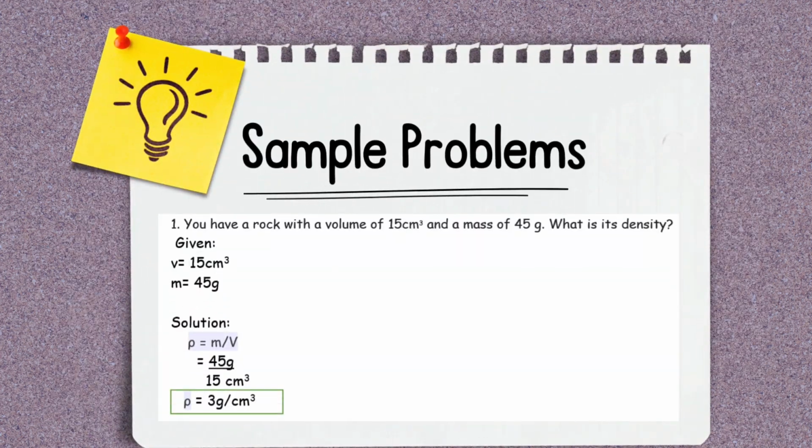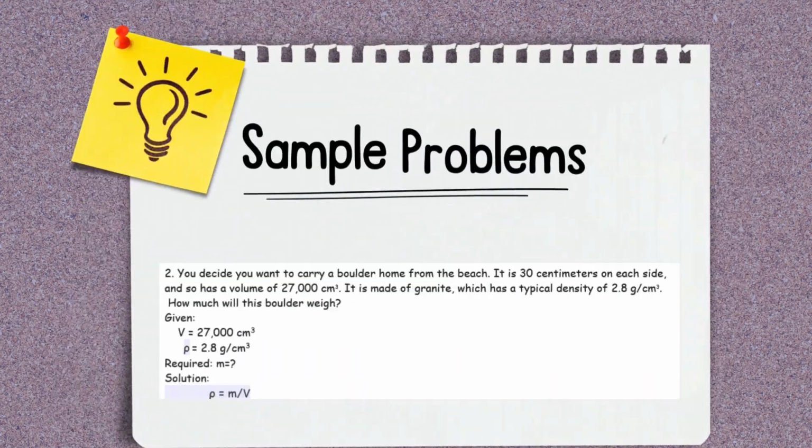So I have here sample problems of density. Number 1, you have a rock with a volume of 15 cm cube and a mass of 45 grams. What is its density? The given are volume, which is 15 cm cube, and mass, which is 45 grams. For the solution, we can use the formula of density, which is P is equal to M over V. Substitute the given and we get the density equal to 3 grams per cubic centimeter.